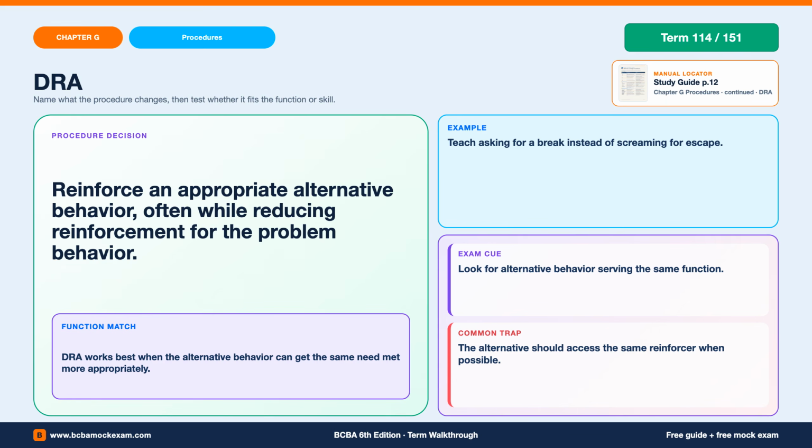The alternative response should usually get the same need met. If screaming produced escape, the replacement response needs to produce appropriate escape, help, or a workable version of that same outcome. So when a question describes a better response being reinforced, ask one more question before choosing DRA. Does that better response actually work for the same function? A short way to say it is this. Reinforce a better way to get the same need met.